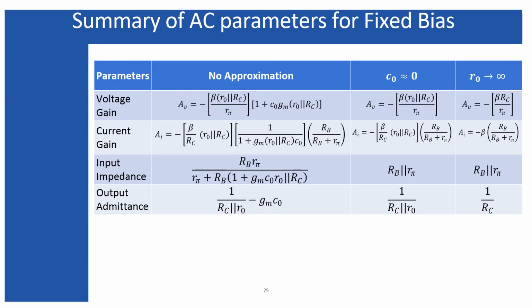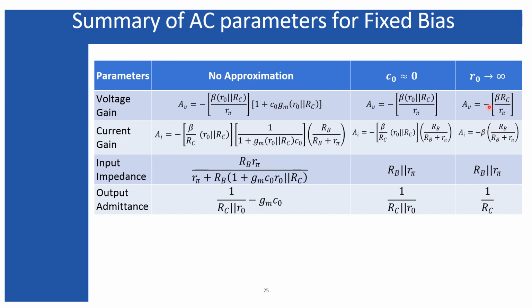This table includes the summary of all of the results that I have obtained throughout this lecture. This is the actual expression for the voltage gain, and if you consider C naught equal to 0, the voltage gain will result using this expression, and further if you consider R naught tends to infinity, the voltage gain will result through this expression also.